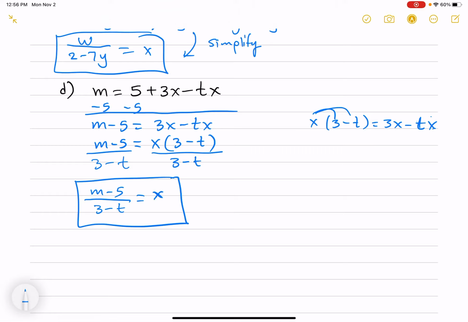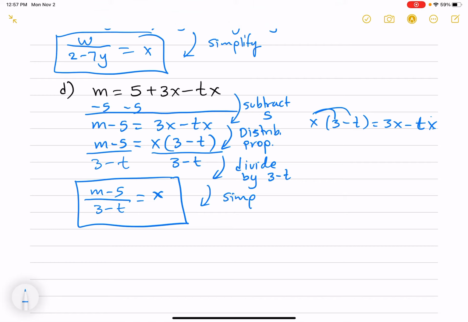Isolating that x takes this. Subtract 5 from both sides, that is. Distributive property here. And then divide by 3 minus t. And then finally we just simplify.